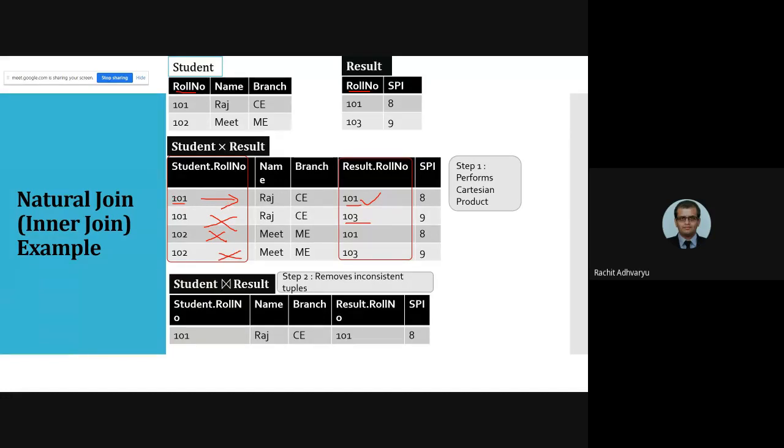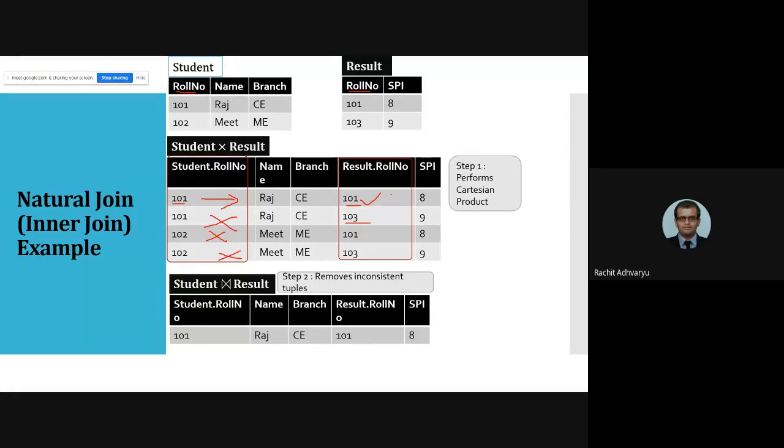What it did? It is comparing the data of the common columns, and wherever there is a match, it will pick up those rows. All the other rows which have a mismatch of the data will be directly discarded. Clear? So this is step number 2.